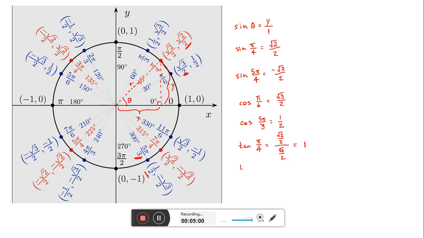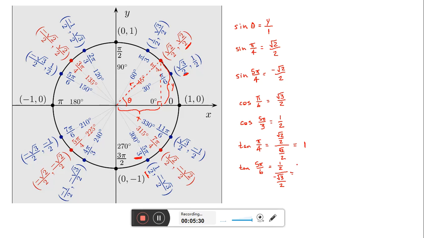But what if I would have, let's say, tangent of 5 pi over 6? What's the y value? I'll give you a couple of seconds. The y value at 5 pi over 6 is 1/2. What's the x value at 5 pi over 6? You should have said negative root 3 over 2.